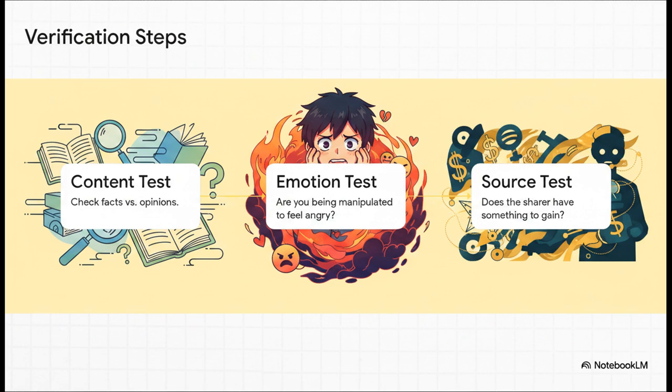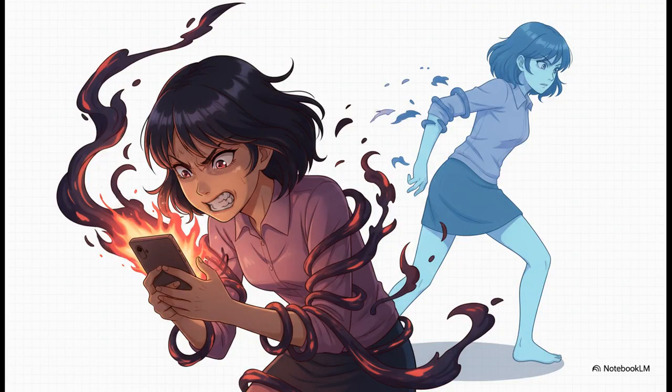2, the emotion test. Are they actively trying to make you scared or angry? And 3, the source test. Does the person sharing this have something to gain, like money or political clout? Honestly, I really want you to laser focus on that emotion test. Disinformation totally preys on your feelings. If a post perfectly confirms everything you already believe without challenging you at all, hello, confirmation bias. And if it's explicitly blaming a specific group for a problem, that is engineered outrage bait. You are being played. Step back immediately.